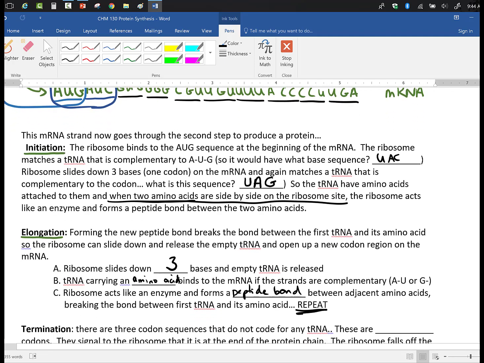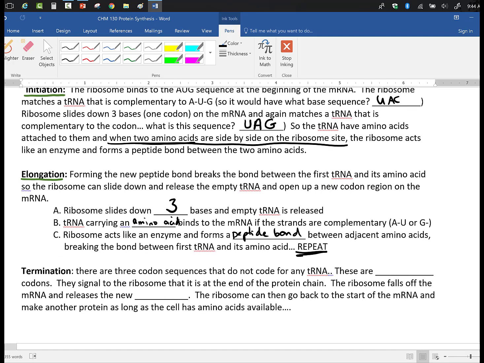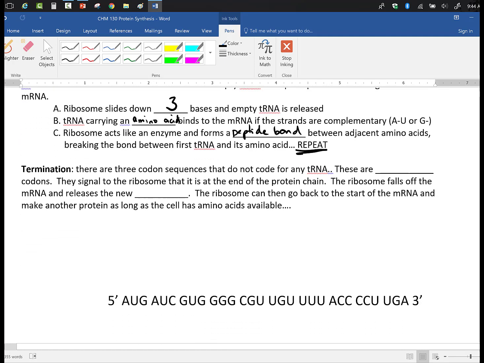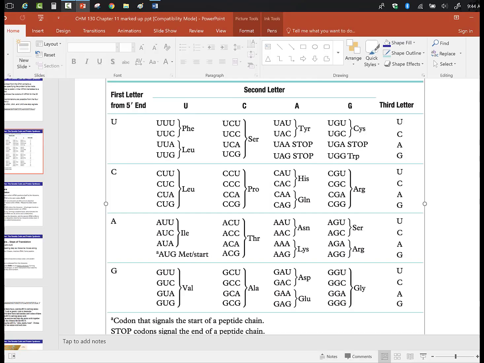So go ahead and do that. At the very bottom is the same sequence, and I tried to spread it out just a little bit, and I'll leave this up. So use this to determine the order. You don't have to draw the ribosome or the tRNA if you don't want. Just list the order that the amino acids would be linked together in.